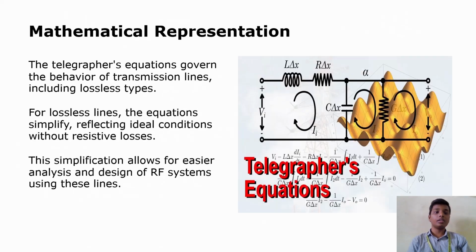Mathematical representation. The Telegrapher's equations govern the behavior of transmission lines, including lossless types. For lossless lines, the equations simplify, reflecting ideal conditions without resistive losses. This simplification allows for easier analysis and design of RF systems using these lines.